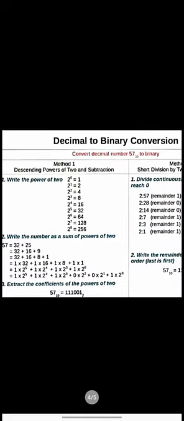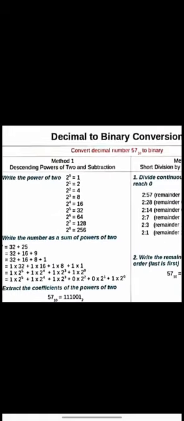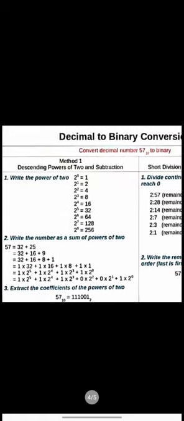Over here the question is that this 57 to the base 10 is to be converted into a binary number. Now how do I know that this is a decimal number? Because the base written over here is 10. In our first method, first we write 2's in power, till 2 to the power 8, like 2 to the power 0 is 1, 2 to the power 1 is 2, and so on.